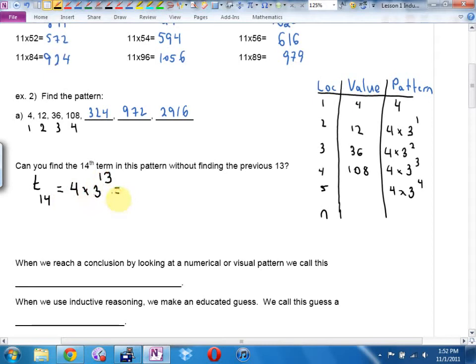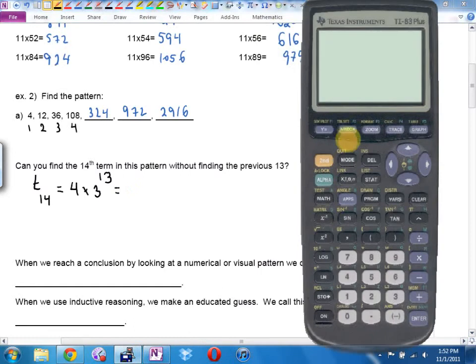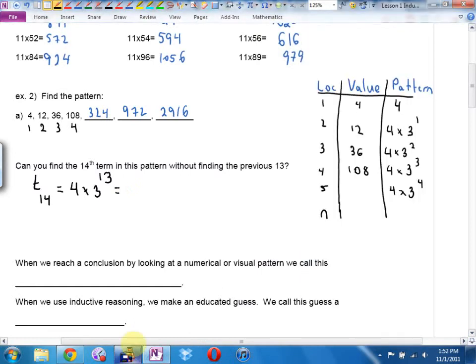Do you get an answer in scientific notation, or does it fit? Let's see. It fits. Read me the digits one at a time then. I heard 6377 and then you got quieter, which is 6377292? Is that right? Hey, if you want a general formula, the nth term is 4 times 3 to the n minus 1 power.